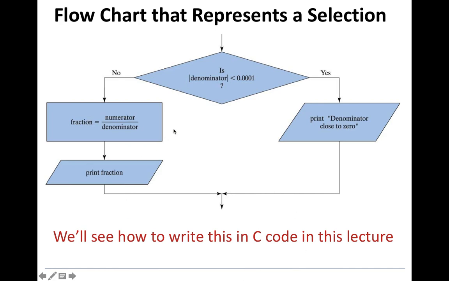So this is now the selection. If denominator is less than 0.0001, we know that we cannot divide by 0, it's impossible. So to avoid this, if denominator is less than, say, 0, if yes, print denominator is close to 0 and do what? Exit. Print and exit. You don't do this part. You only do the yes part. If the condition was false, then you know the answer is no. Is denominator less than 0? No. Then okay, now I can get the fraction and print the fraction and go. So either this way or this way.